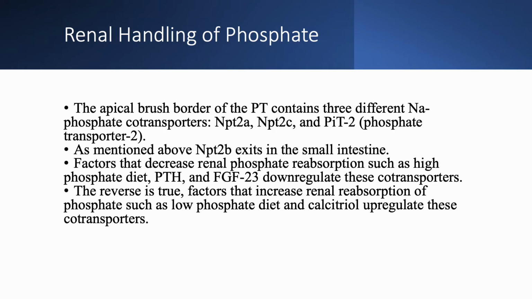Factors that decrease renal phosphate reabsorption include high phosphate diet, parathyroid hormone, and FGF23. So PTH and FGF23 are phosphaturic, and if you're eating too much phosphorus, then you are going to excrete more of it. It happens by downregulating these cotransporters: NPT2A, NPT2C, and PIT2. Now the reverse is true. Factors that increase renal reabsorption of phosphate include low phosphate diet and calcitriol. And they do that by upregulating these 3 cotransporters.